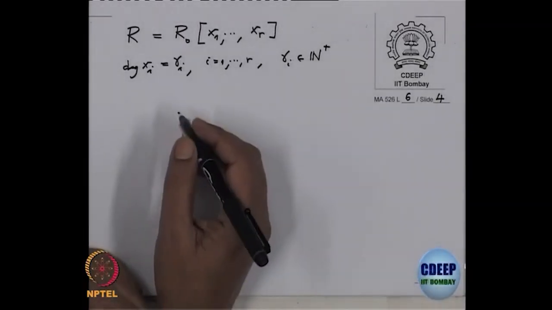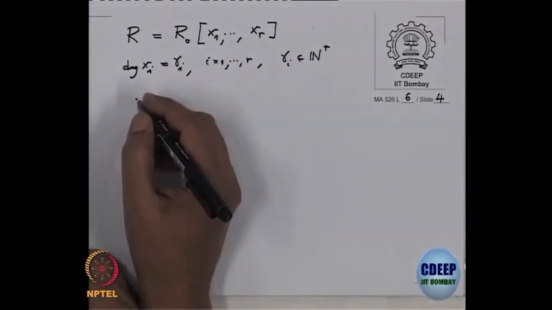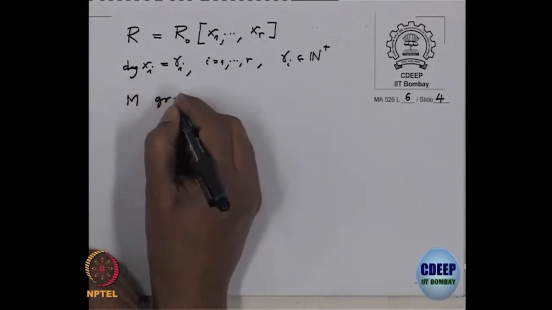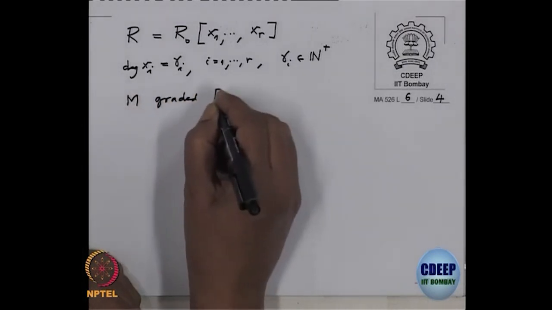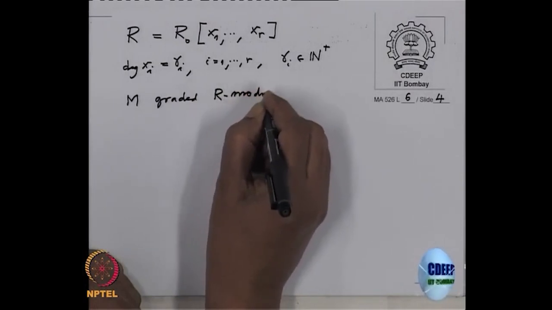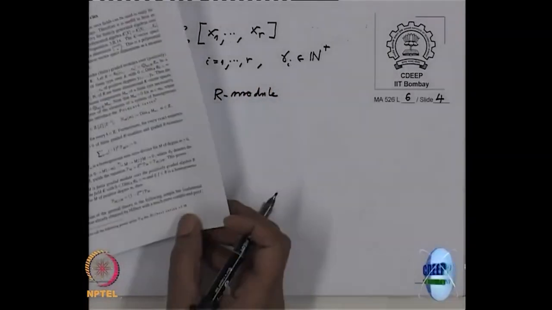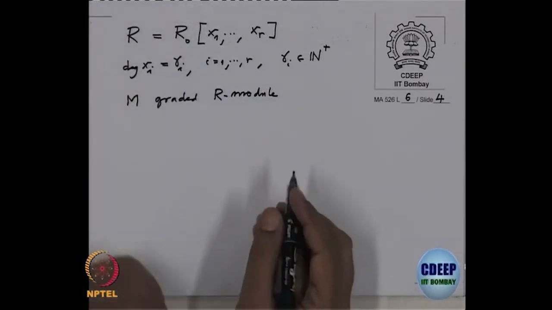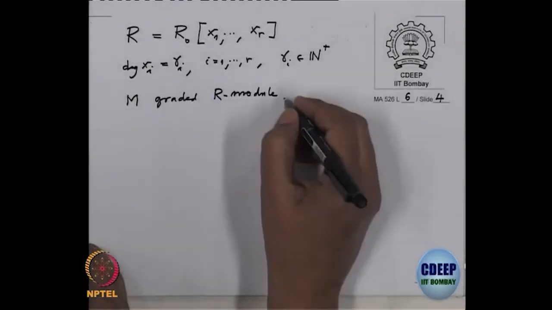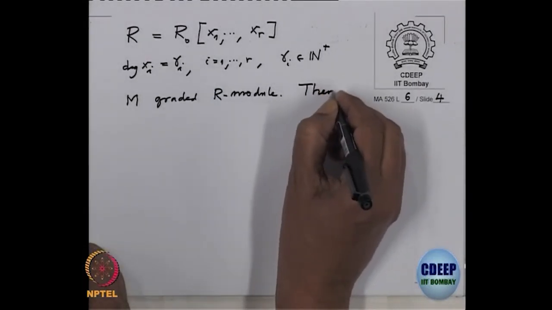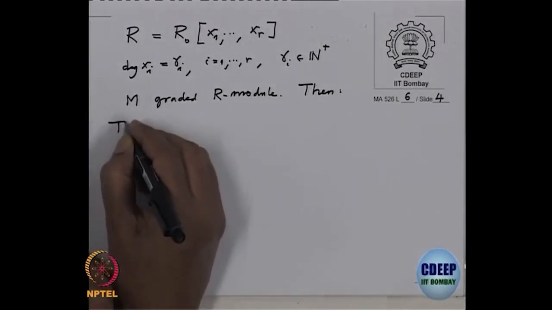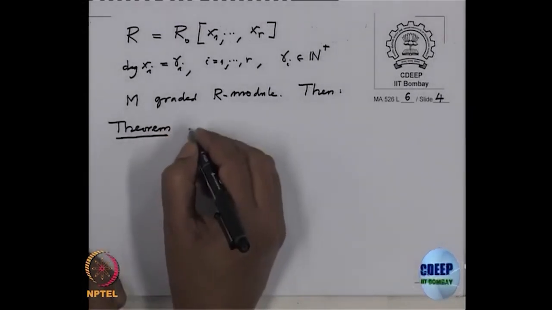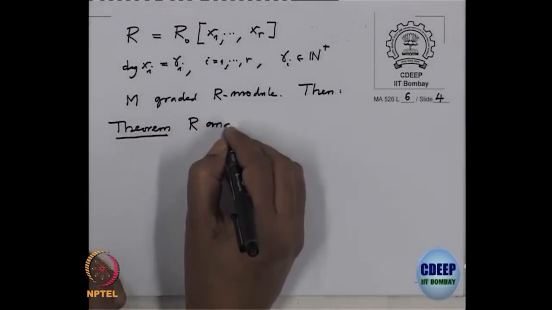So, in this case, R is this, and M is a graded R module. What other assumptions do we have? Okay, then the theorem says, this theorem will tell how to calculate the Poincaré series, with R and M as above.